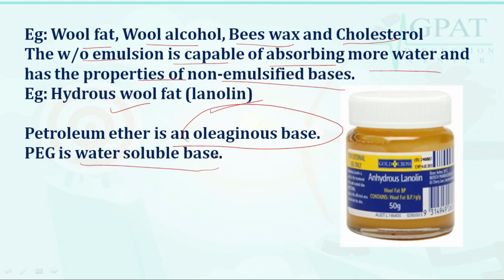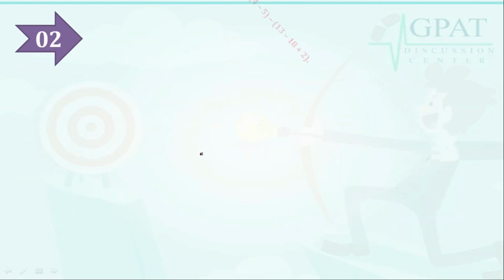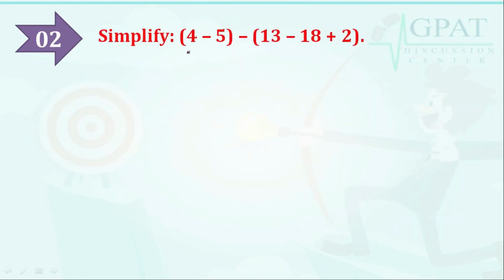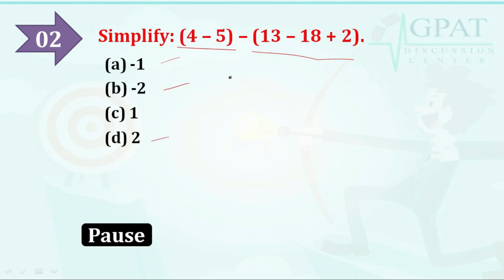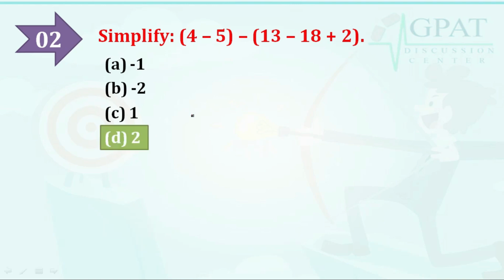So the next question is: simplify 4 minus 5 minus 13 minus 18 plus 2. So options are, option A is minus 1, option B is minus 2, option C is 1 and option D is 2. So after simplification of this equation, what is the answer? The answer is 2.